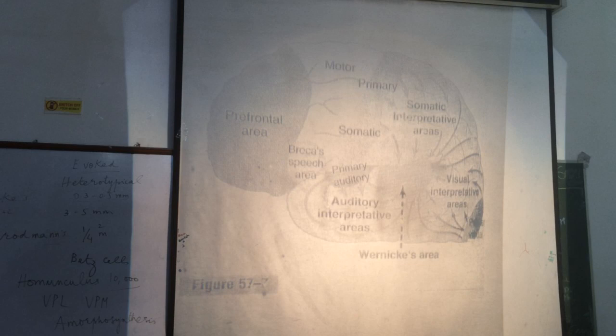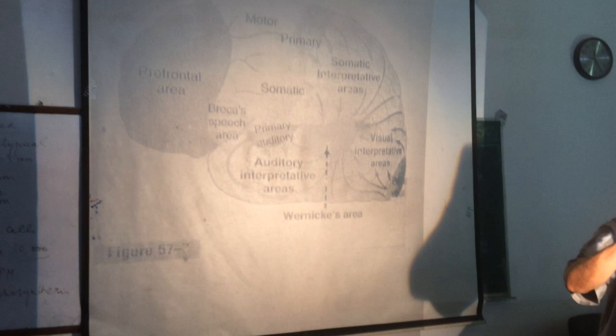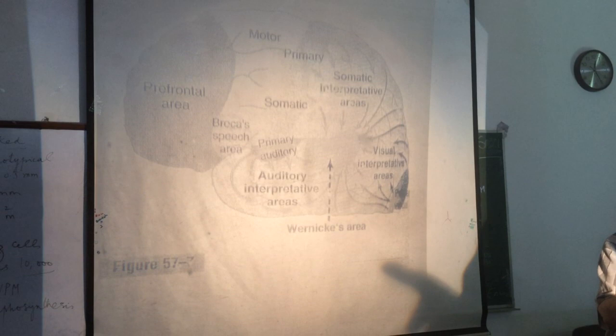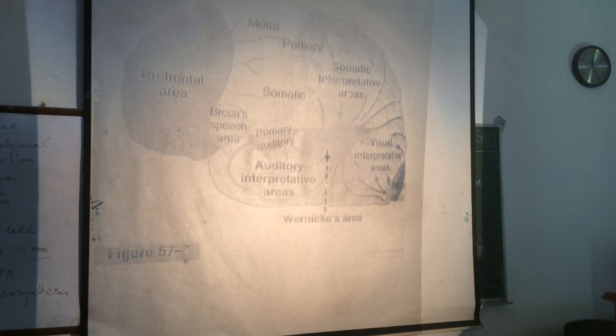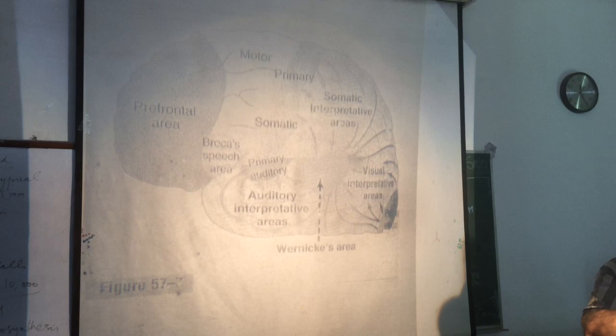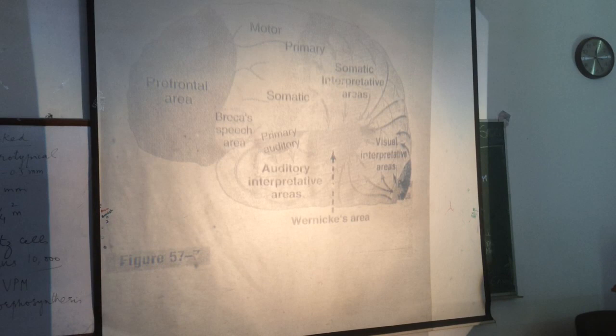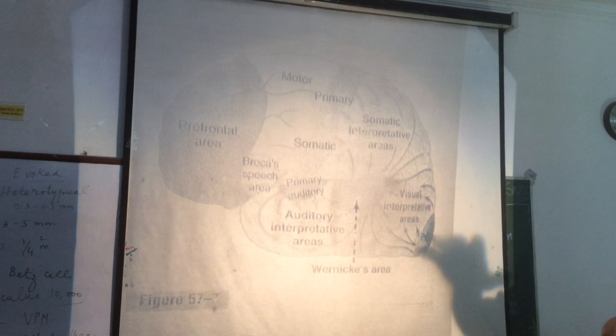Then the taste area, not shown in this figure, is located in the superior wall of the lateral fissure, the lateral sulcus, and at the inferior end of the postcentral gyrus, and also in the adjoining insula. And this is Brodmann area 43.